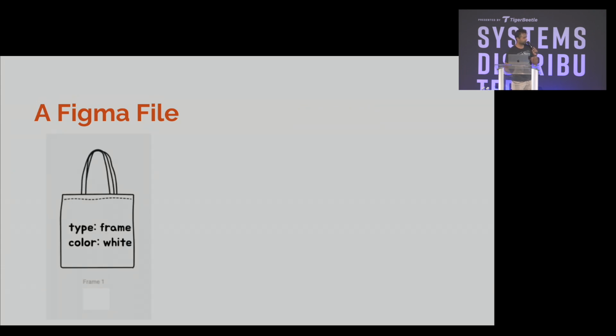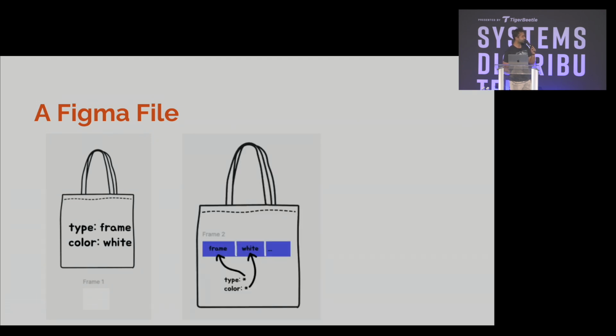Let's talk about one of these objects in particular. Let's just take the frame we were looking at in the previous slide. It's a bag of properties. We have a type, frame, color, white. It's not quite like that, though. It's really, the type is a pointer into a byte slice that tells us it's a frame, and the color is a pointer into the same byte slice that tells us it's white.